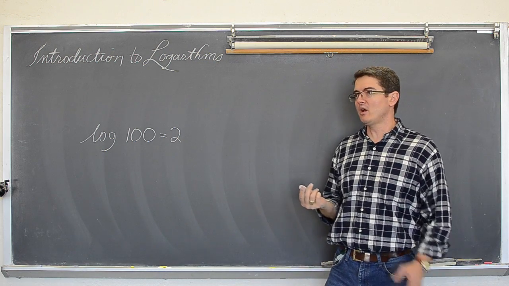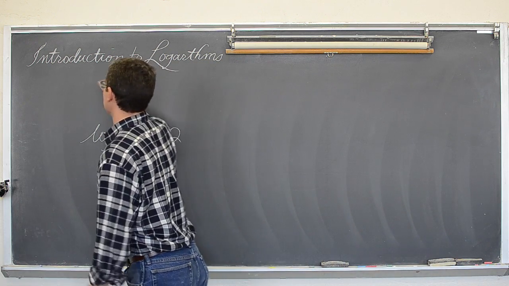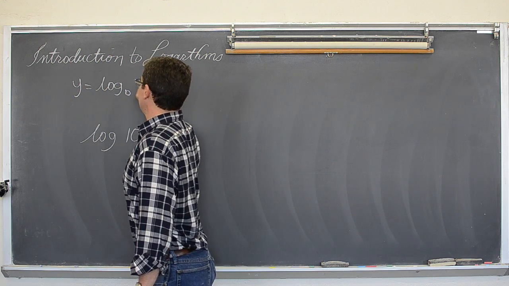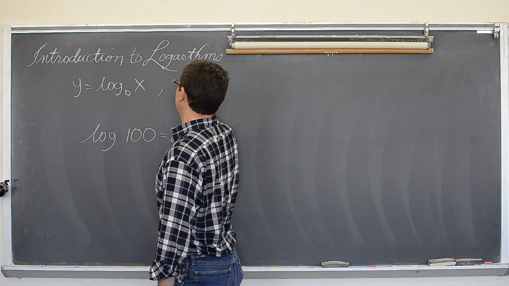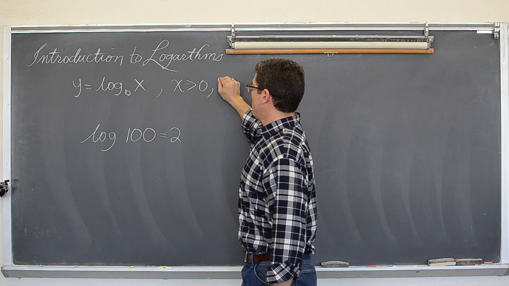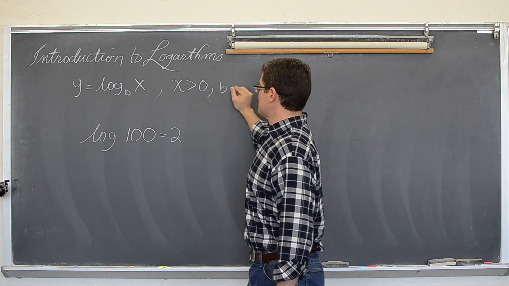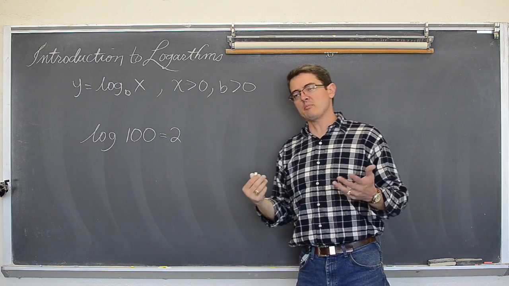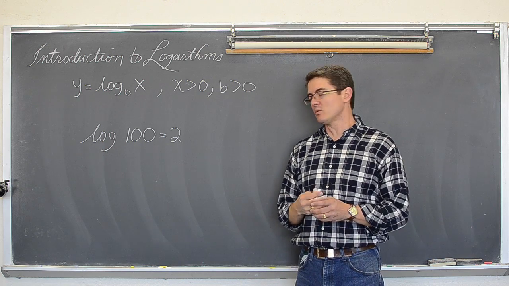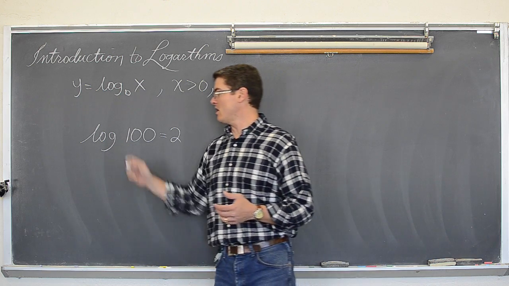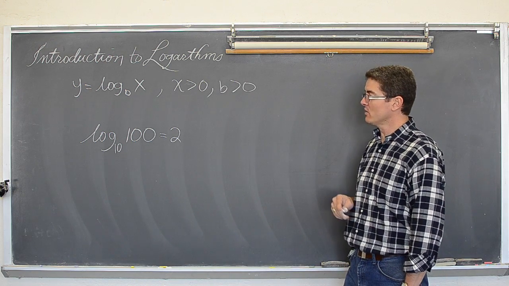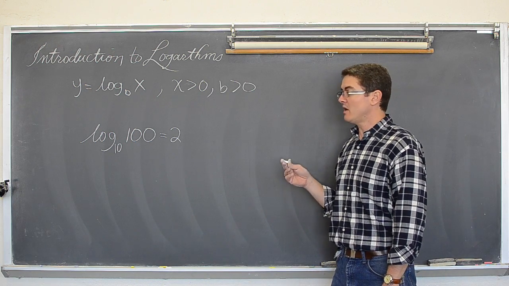Now, what is a logarithm? Well, the book says that the form of a logarithm is y equals log base b of x, where x is greater than 0, and b is greater than 0. Your base has to be larger than 0, they both have to be positive. And why does log of 100 equal 2? Well, the standard base of log is 10. So log base 10 of 100 equals 2.